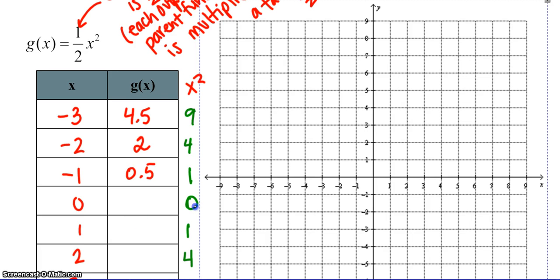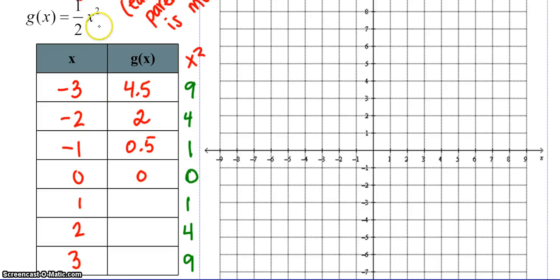When I put a 0 in, 0 squared is 0, times 1/2 is still 0. When I put a 1 into my function, 1 squared is 1, multiplied by 1/2 is 1/2, or 0.5. When I put a 2 in, 2 squared is 4. 4 times 1/2 is 2. And when I put a 3 in, 3 squared is 9. 1/2 times 9 is 4.5.